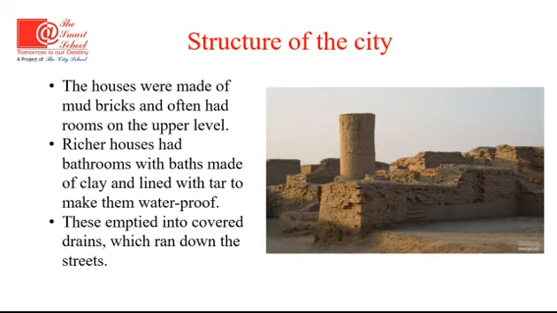The houses were made of mud bricks and often had rooms on the upper level. Now you can imagine that in such an old time, having architecture of that sort, where they had two portions of the houses, they constructed the upper portion also. So you can imagine how modern the civilization and the architecture was and how planned they were. Richer houses had bathrooms with baths made of clay and lined with tar to make them waterproof. These emptied into covered drains which ran down the streets.